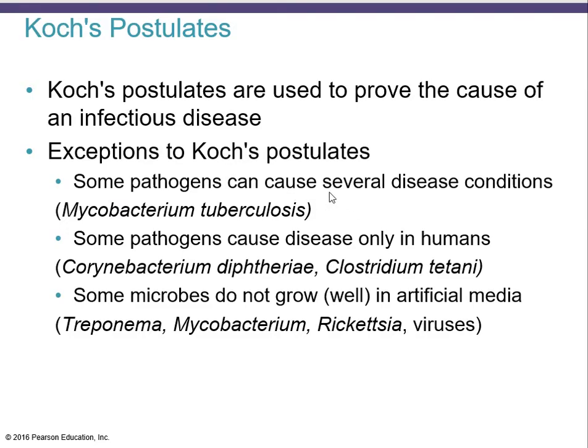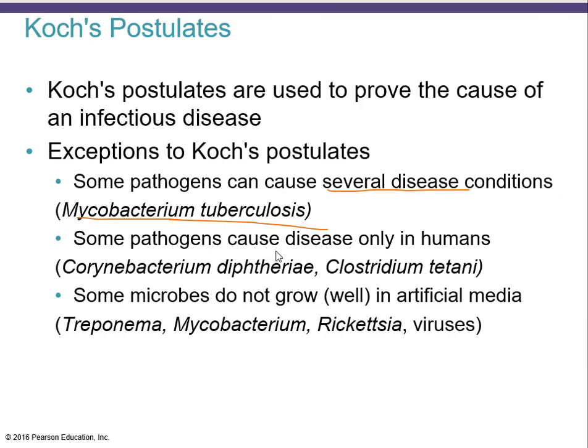So pathogens that cause many diseases, for example, Mycobacterium tuberculosis, can cause disease in lungs, skin, bones, and other internal organs. So in this case, it would be hard to isolate the pathogen because you don't really know where you would be isolating from, and the diseases are different, right? There are different types of tuberculosis, not just in the lung. So this is the point.